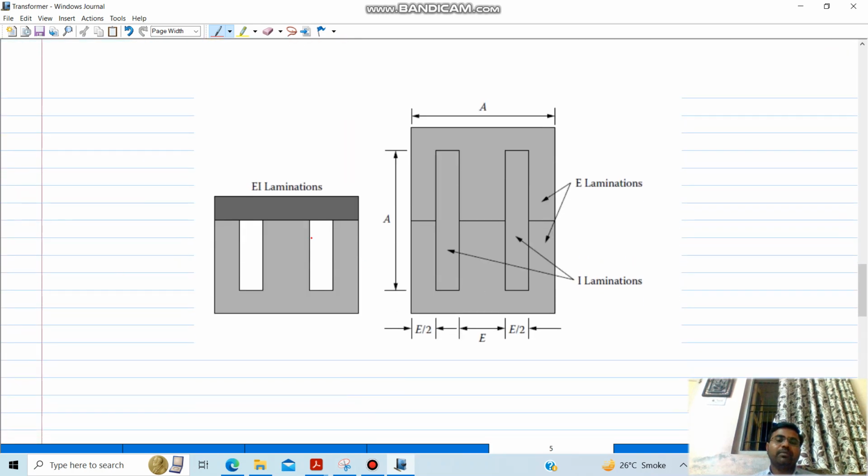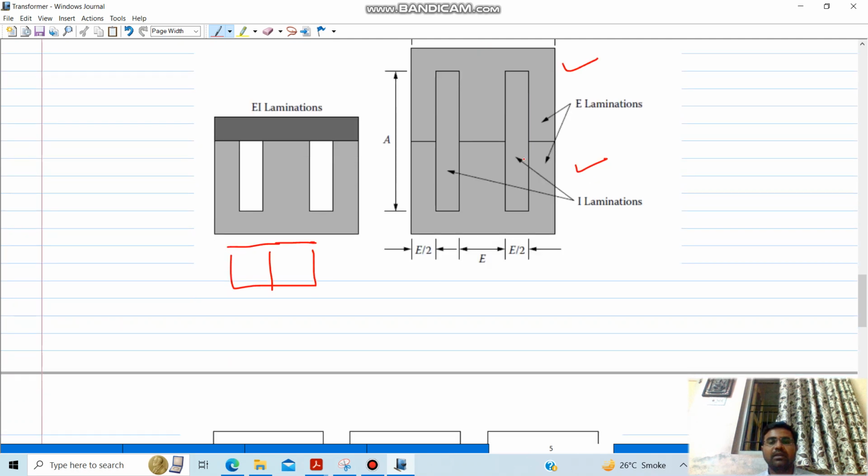Now mostly people use EI. On the downside this has the shape of E, and on the top side I. So people are using EI type of core. Sometimes they use EE core, so on both sides there is one E on the downside, and on the upper side there is an E core.